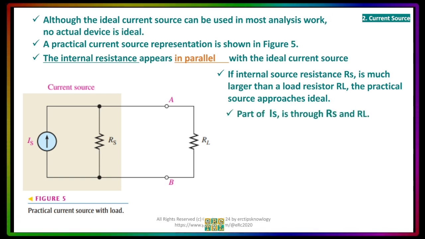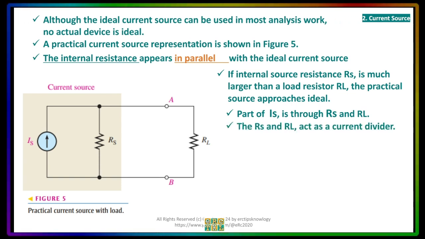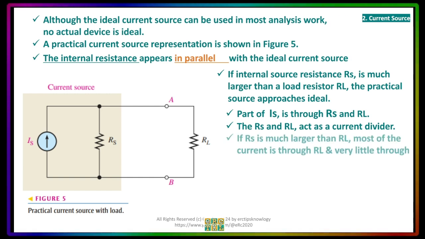So the part of IS, the current that will come from the current source, will go through RS and RL. In other words, it will be divided between RS and RL. So, RL will never get 100% of the current source. The RS and RL will be like a current divider, meaning the current will be divided between them.